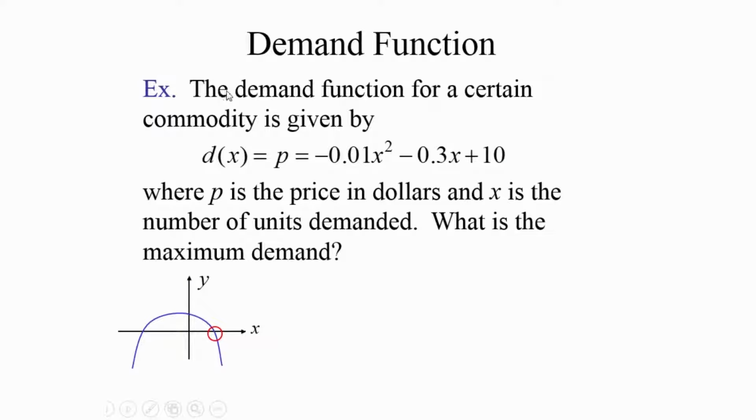Here's an example. It says the demand function for a certain commodity is given by price or demand as a function of quantity, but that's what x is, which is the same as a price. I assume we should write this as price as a function of x also. Price would be this function. The question is, where p is the price in dollars, x is the number of units demanded. What is the maximum demand? Well, first of all, this we know is gonna be a quadratic function. It's gonna be an upside down U-shaped curve, and this is the graph of it.